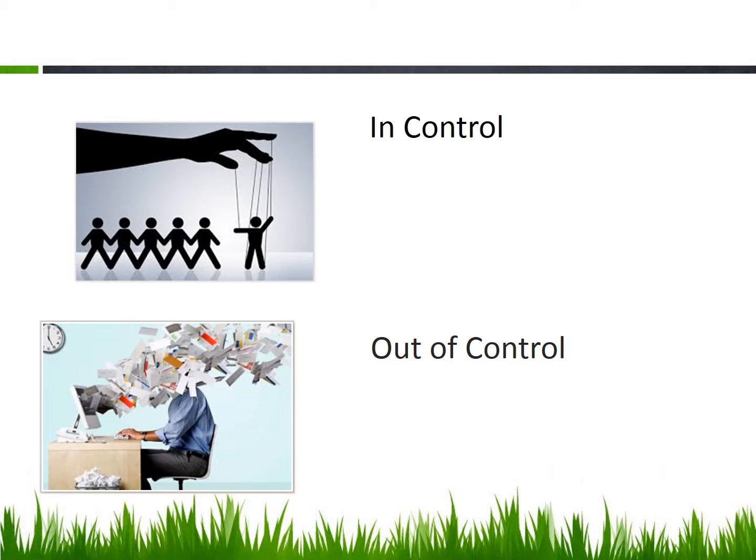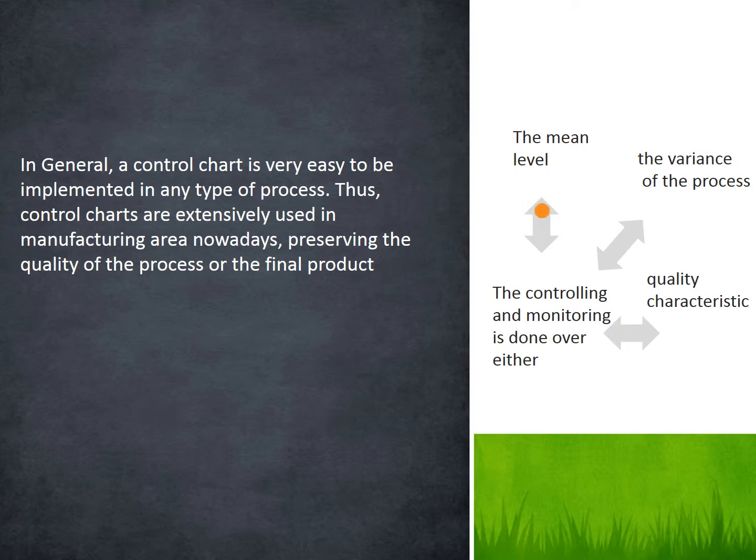The term statistically in control reflects a process that operates with only chance causes of variation. A process that is operating in the presence of assignable causes is said to be statistically out of control. In general, a control chart is very easy to implement in any type of process. Thus, control charts are extensively used in the manufacturing area nowadays, preserving the quality of the process or the final product. The controlling and monitoring is done over either the mean level or the variance level of the process or the quality characteristic.